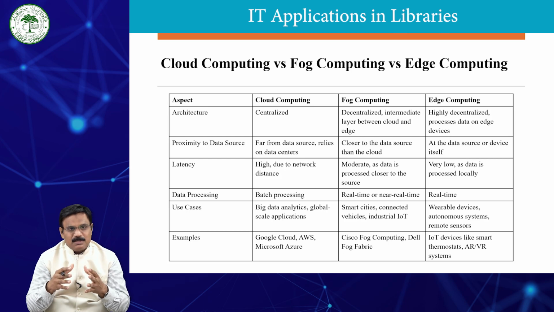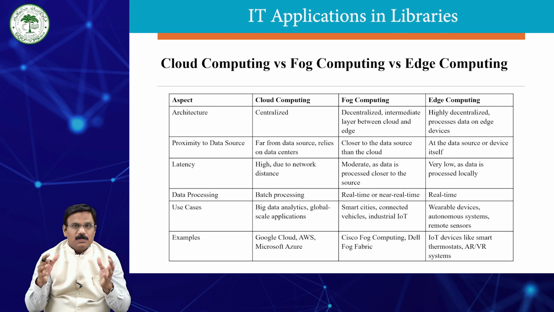As far as latency is concerned, it is high in cloud computing due to network distance, but in fog computing it is moderate, and in edge computing its latency is very low. As far as data processing is concerned, cloud computing uses batch processing, fog computing uses real-time or near real-time processing, and edge computing uses real-time processing. Use cases: cloud computing is used for big data analytics and global scale applications, fog computing for smart cities, connected vehicles, and industrial IoT, and edge computing for wearable devices, autonomous systems, and remote sensors.